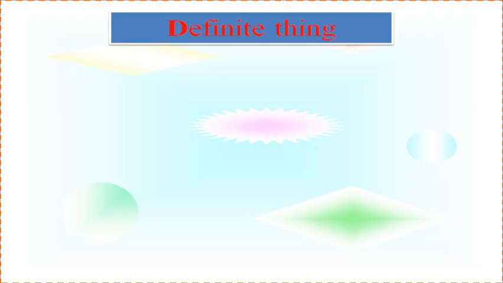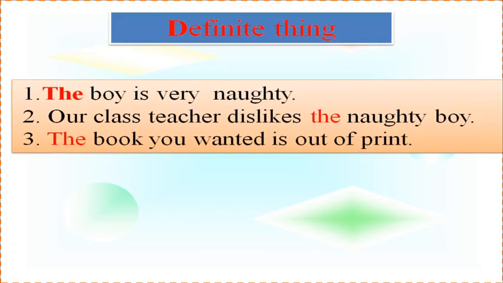Okay. So definite thing. When a thing is measured, defined definitely, specifically, you have to use the. For an example, the boy is very naughty. The boy. So here, boy is a noun and the precedes it. That means the is qualifying this boy. This boy is specific. So you have to use the. Another one, our class teacher dislikes the naughty boy. Here is the same naughty boy.